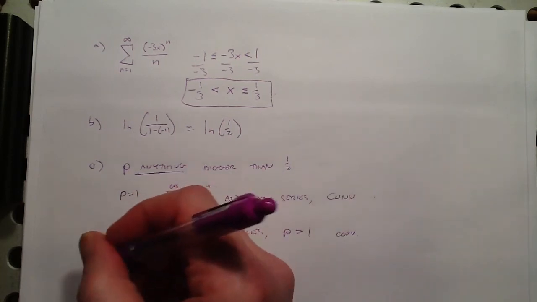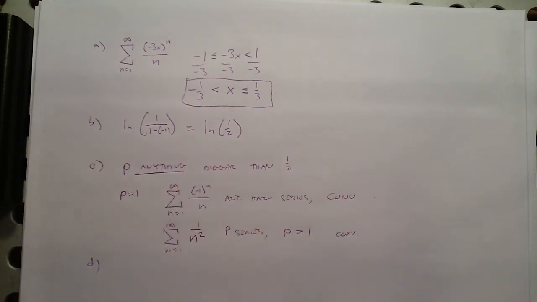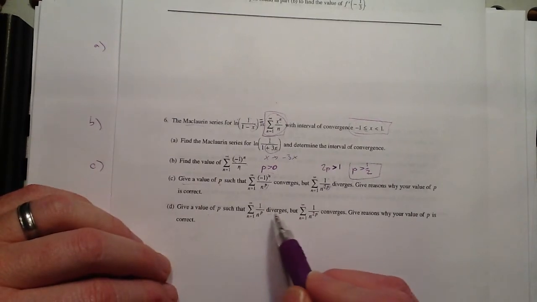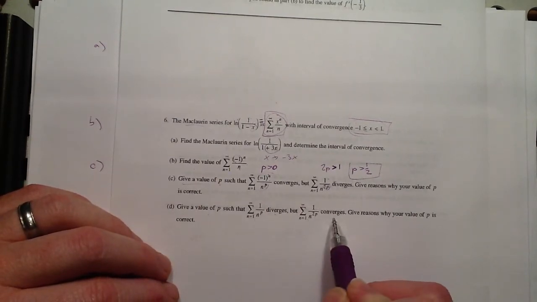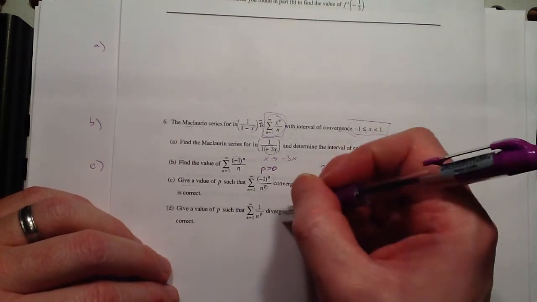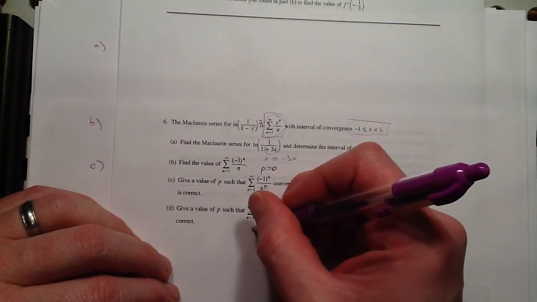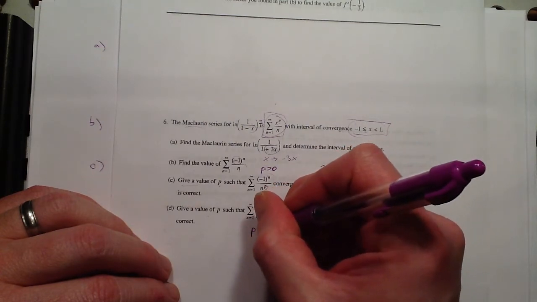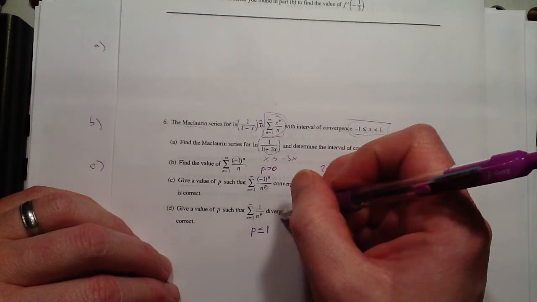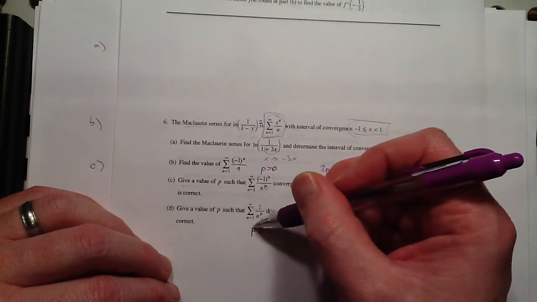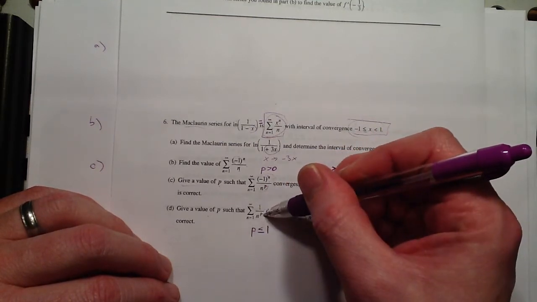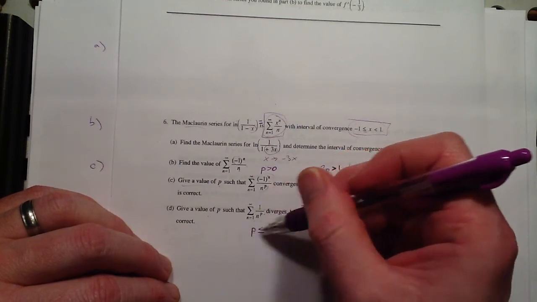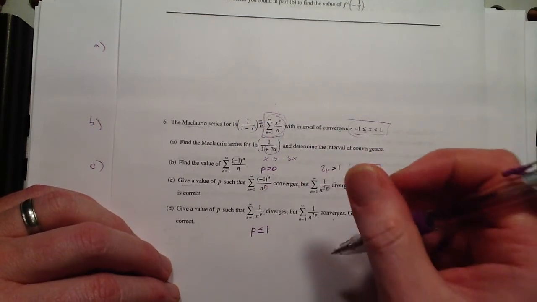All right, now D, variation on the same thing. Give a value of p such that this one diverges, but this one converges. So we'll look at them one at a time again. For this to diverge, and since it's a p series, p could be anything less than or equal to 1, right? It's the opposite of making it converge. So the opposite of being greater than 1. If it was 1, it would be the harmonic series. Anything less than 1 will diverge, including negative numbers, right? That'll just diverge even more.